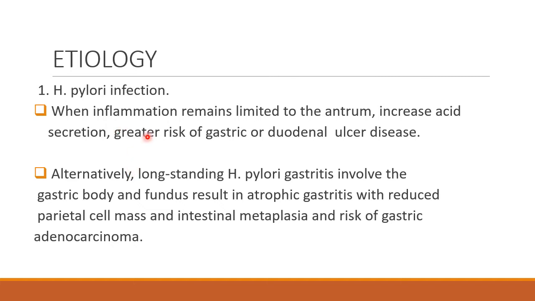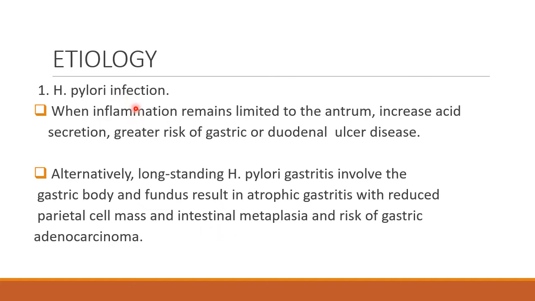But when this H. pylori infection is long standing, meaning chronic H. pylori gastritis, that also involves the gastric body and fundus, that results in atrophic gastritis because of the loss of the parietal cell mass that is present in the body and fundus. So there is reduced acid secretion and that leads to hypochlorhydria or achlorhydria. So reduced acid secretion will lead to increased growth of bacteria, and that will secrete some carcinogenic agents, that is nitrosamines, that will lead to intestinal metaplasia and increased risk of gastric adenocarcinoma.